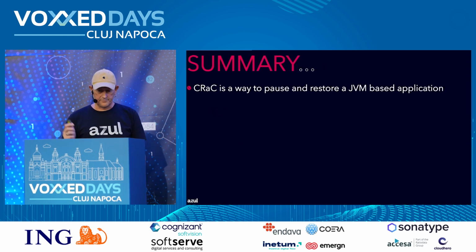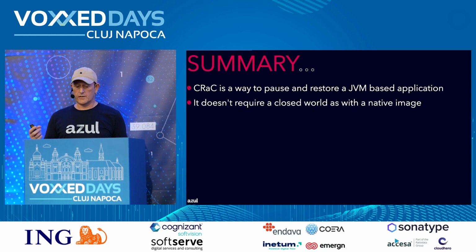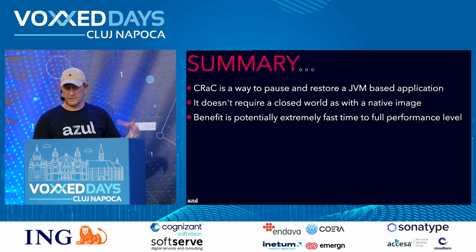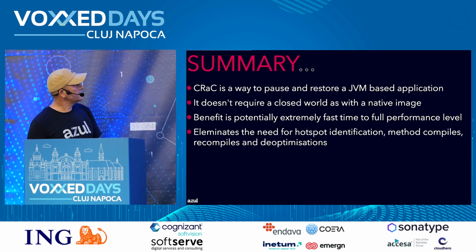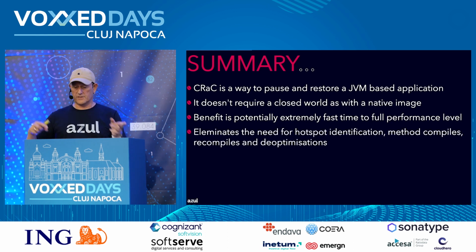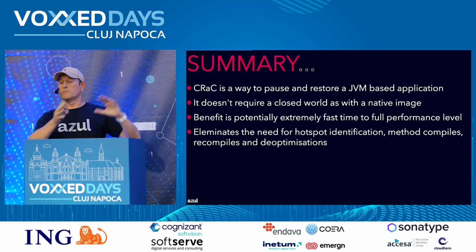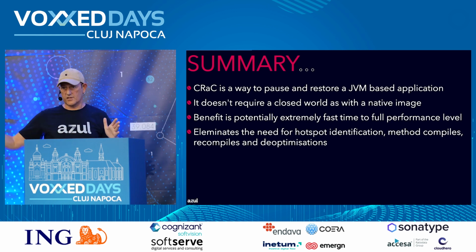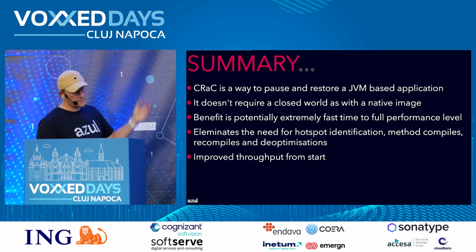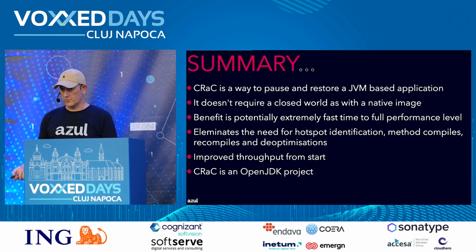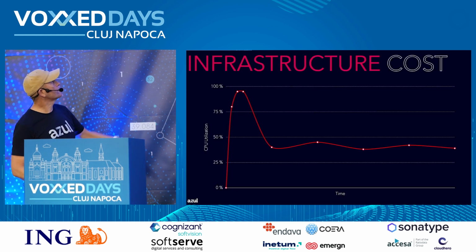All right, summary. CRaC is a way to pause and restore a JVM-based application. It doesn't require a closed world as with native image, and it potentially has an extremely fast time to full performance level. It eliminates the need for hotspot identification, method compiles, recompiles, and de-optimizations. Of course, that has to be done before you create the checkpoint, right? After the checkpoint, no need anymore, but I have a chart for that too. And we have improved throughput from start, and it's an OpenJDK project, and it can also save some money. So let us have a look at that.